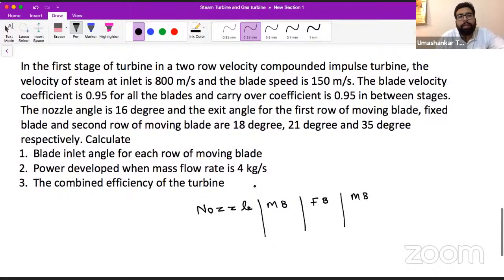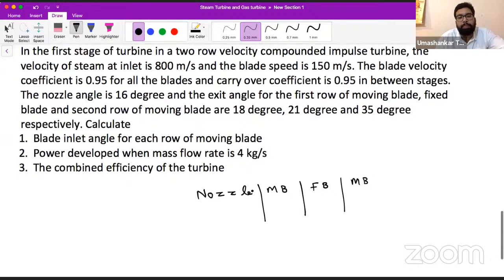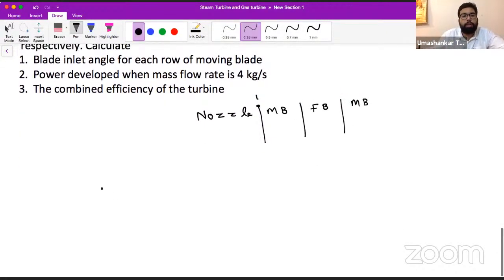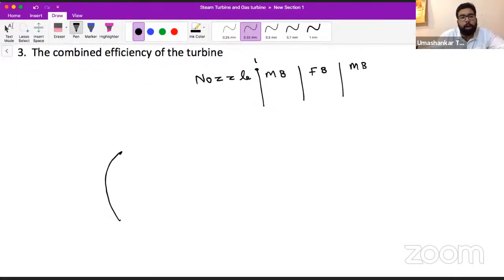In the first stage of a two-row velocity compounded impulse turbine, the velocity of steam at inlet is 800 meter per second. This velocity is at point 1, after exiting from the nozzle, as explained in the previous session. Let's draw the first row of the moving blade, so we can have the velocity triangle as we have drawn in the previous session.